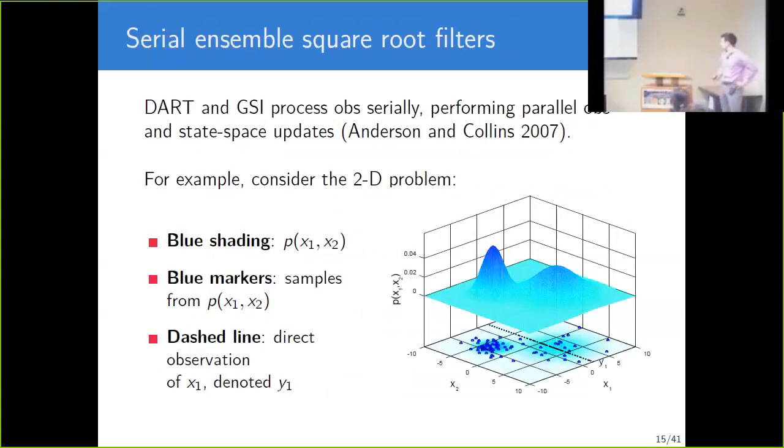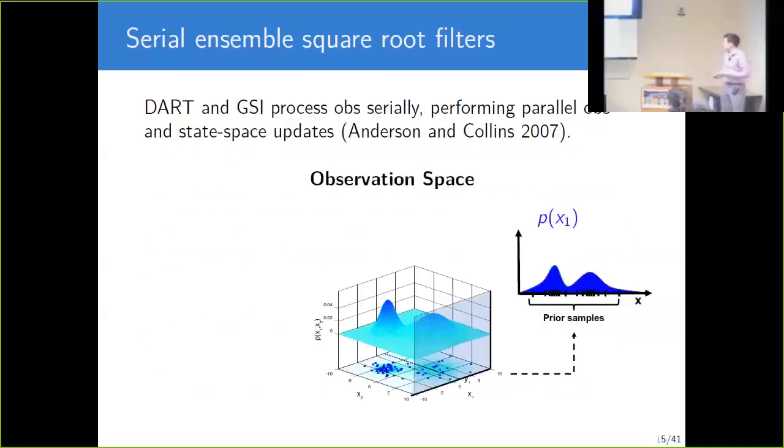And I'm going to assimilate that observation using the same type of filter that we use for DART and the GSI EnKF. And so the way this is done is through what they call the parallel algorithm, in which we perform the simultaneous update of the observation space and the state space. And what I'm going to do is just talk you through how that's done. And so the first way to look at this is seeing what's happening in observation space. And so for observation space, we're focusing on just X1. So what's happening to X1 right here when you do data assimilation?